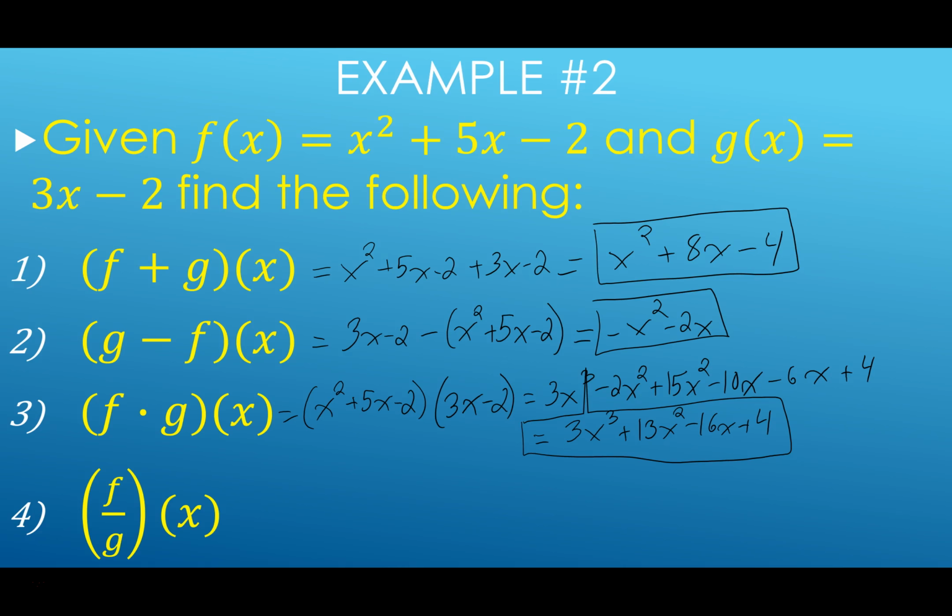Especially in comparison to our division, which we're just going to write as the top function, x squared plus 5x minus 2, divided by the bottom function, g, 3x minus 2. Where we need to include the idea that x cannot equal a positive 2/3. That's the value you get if you set your denominator, 3x minus 2, equal to 0, and solve for x.